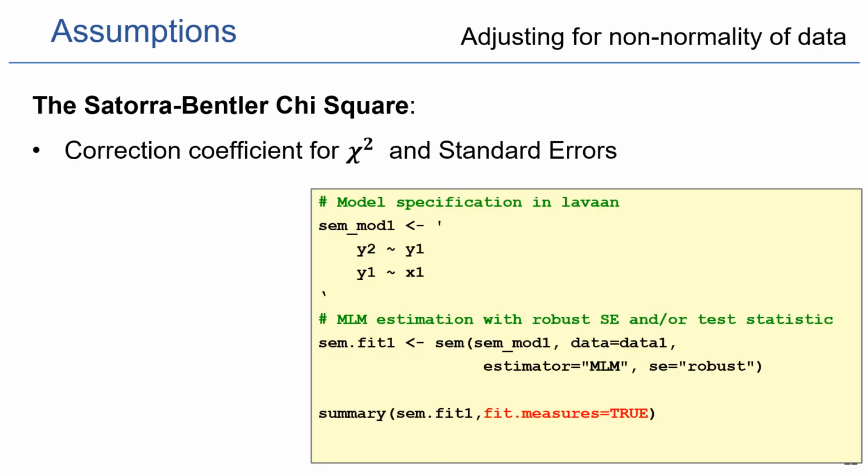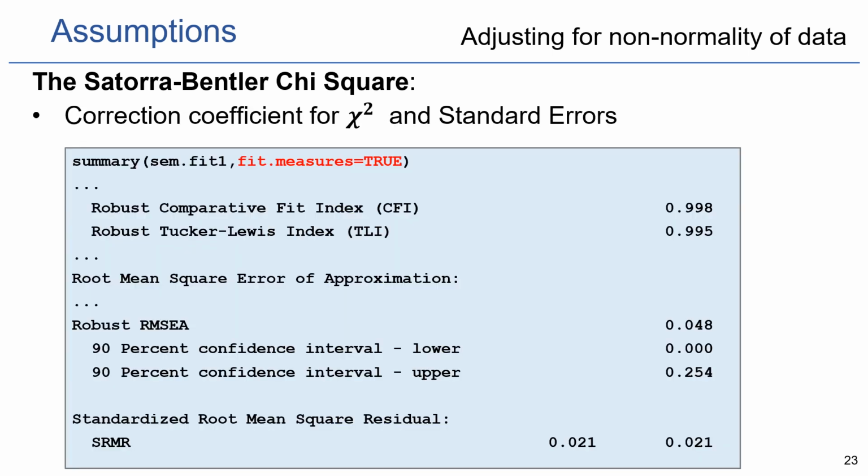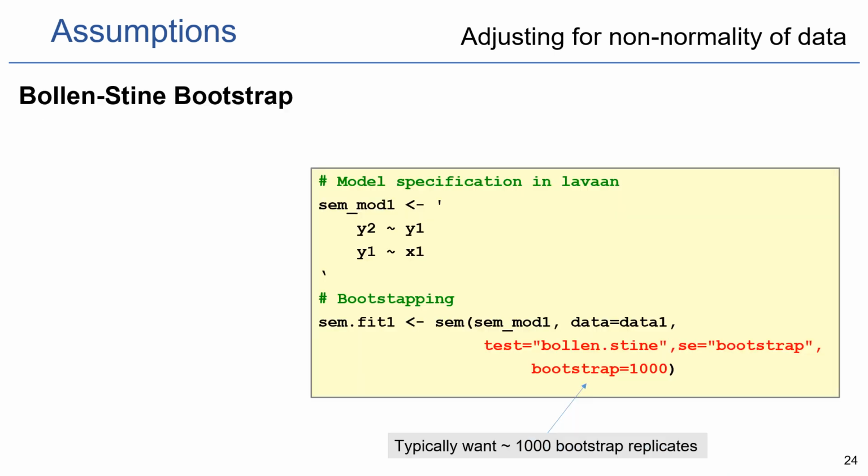Also, let's have a look into the other fit measures. For this, we have to use the argument fit measures equals true in our summary function. And here is the output of this function, and you can see that we get the robust measures of fit indices rather than the standard measures. Also, we have the robust measures of the root mean square error of approximation and of the standardized root mean square residual. And again, if we want to report these fit measures, we have to use these robust measures.